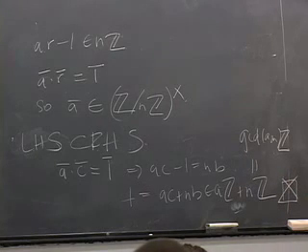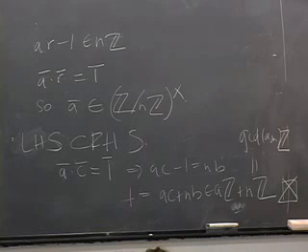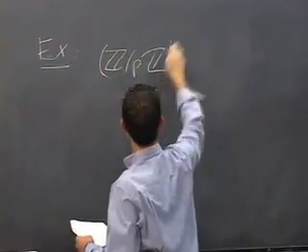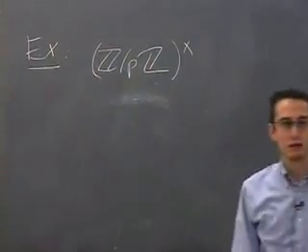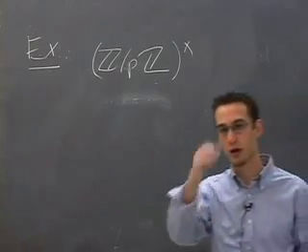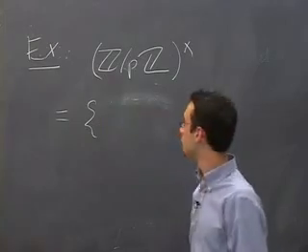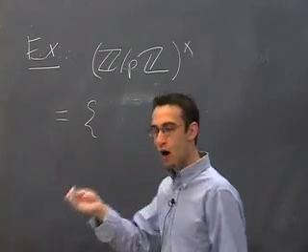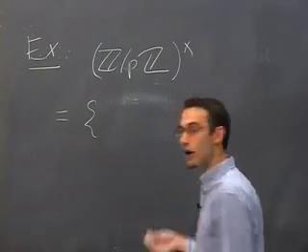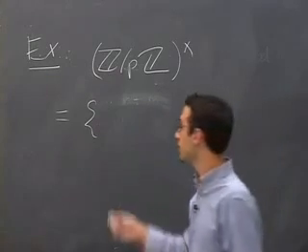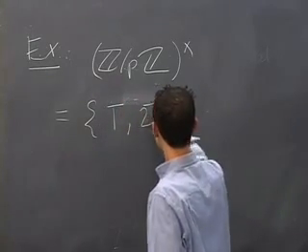This gives a sort of structure. So example. What does (Z mod PZ) cross look like? Yeah, go ahead. Everything except for 0. All of 1, 2, 3 up to p minus 1 are certainly relatively prime to p. So this is 1, 2.